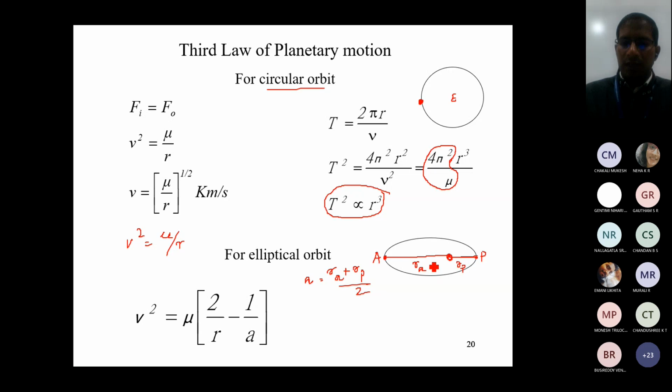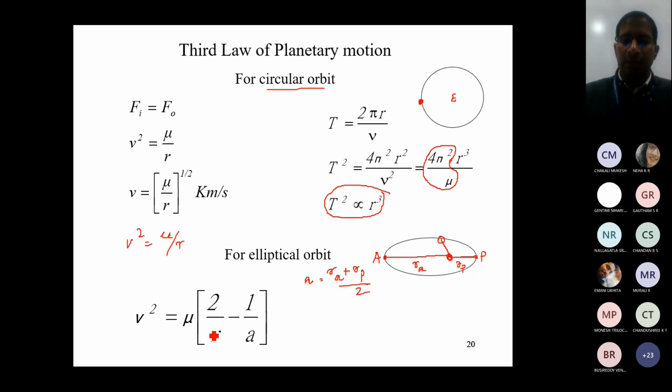If the satellite is neither located at apogee nor at perigee, but somewhere over here, this is the location of your satellite. Then what is the value of R? In that case, R is equal to this much. It is the instantaneous distance from the center of the Earth to the orbit, and R is called the orbital height of the satellite.